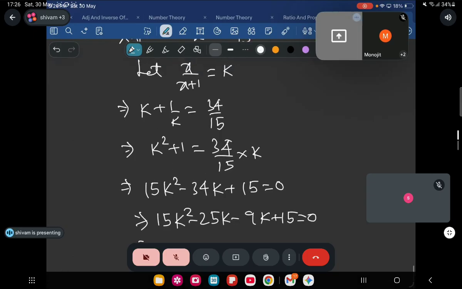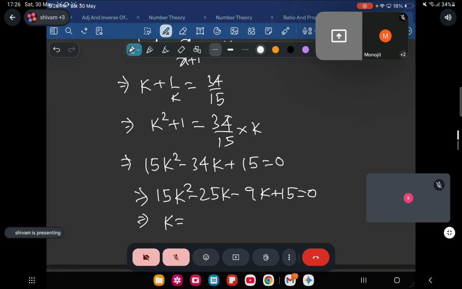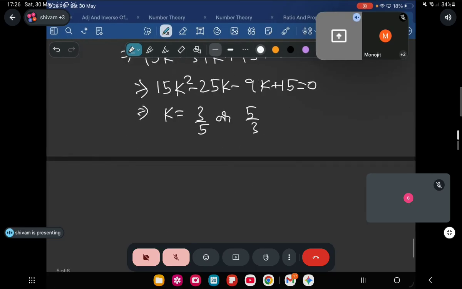So from here, what do we get, everyone? We'll get k is equal to 3 by 5 or 5 by 3. The rest you can solve. After that, you have to back substitute. You substitute x by x plus 1 is equal to 3 by 5 and x plus 1 by x is equal to 5 by 3. There will be two cases.